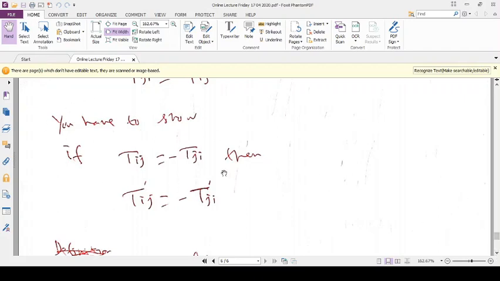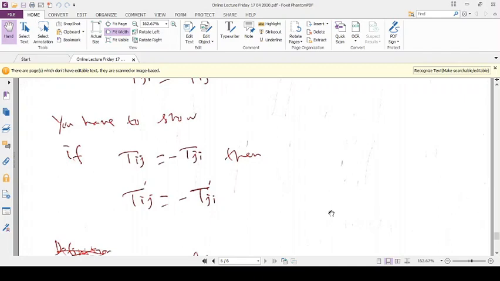Next thing is for you: a similar result for an anti-symmetric tensor. If you have a tensor T which is anti-symmetric with respect to basis ei, then it will remain anti-symmetric with respect to change of basis, that is, with respect to basis ei dash.